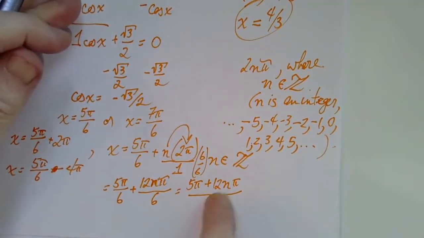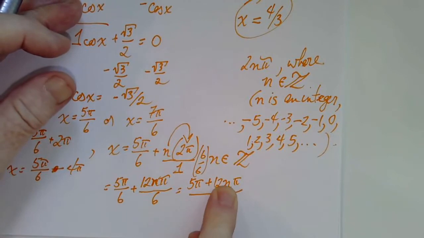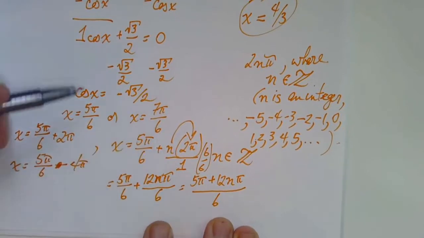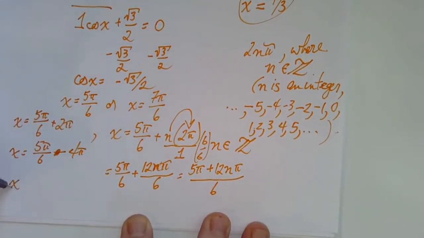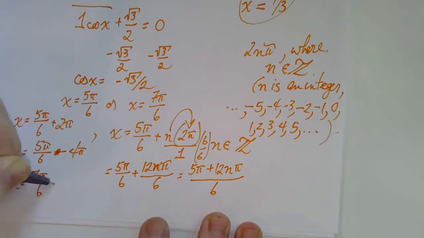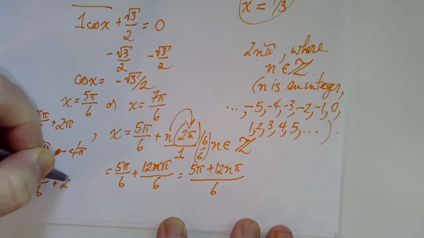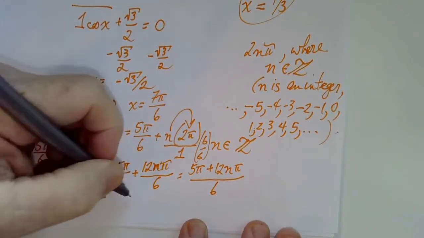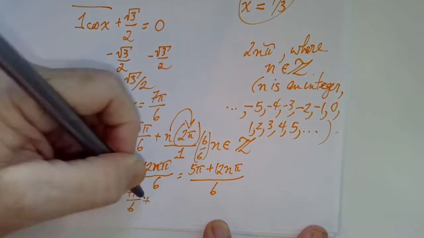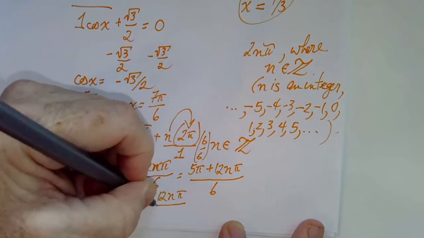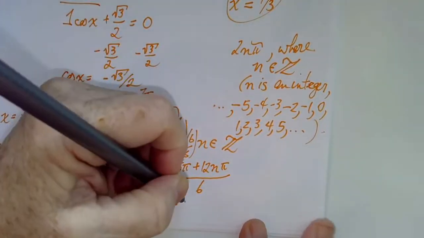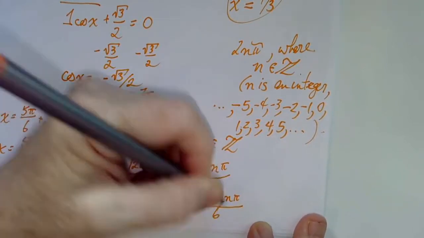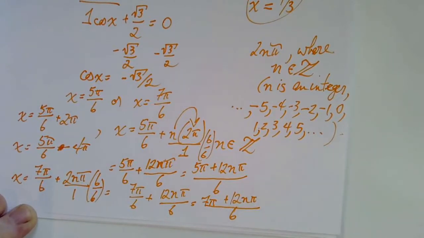So for every single integer, I can plug in an integer here for n, and that will also be a solution. But we had another solution. So our other solution, 7 pi over 6 plus 2 n pi over 1, again times 6 over 6. That's 7 pi over 6 plus 12 n pi over 6, and we get 7 pi plus 12 n pi all over 6.